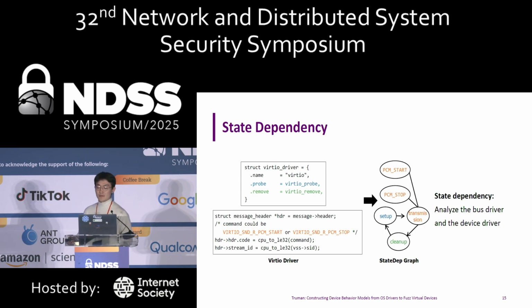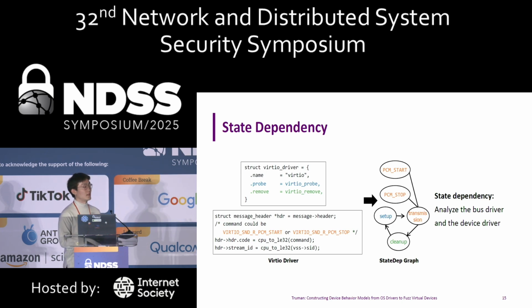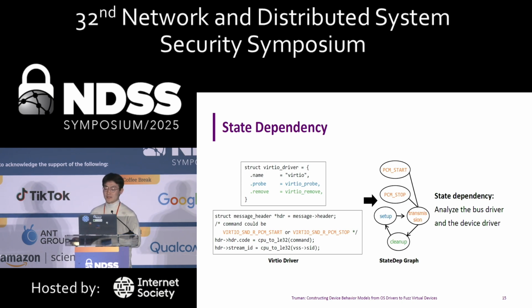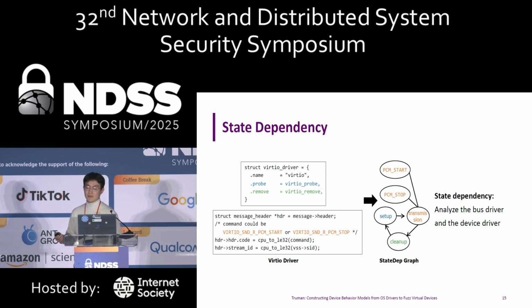This state-aware approach is particularly crucial for bus-hidden devices, such as those using the virtio protocol, where internal states are not directly observable. Traditional tools struggle to handle these scenarios, but Truman systematically discovers vulnerabilities by accounting for state dependencies.